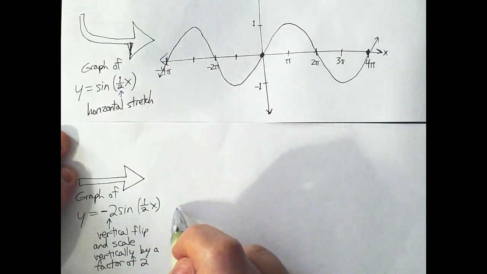The 2 means scale vertically by a factor of 2. All the y values are getting multiplied by 2.